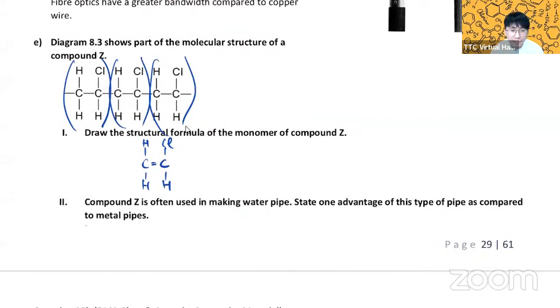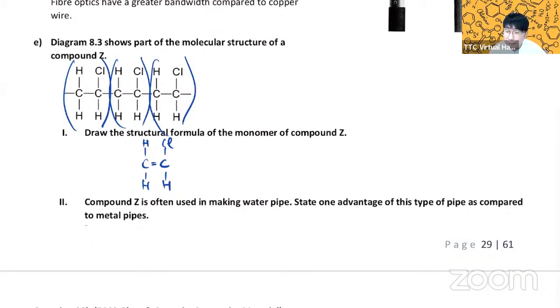And that's all. Then compound Z is often used in making water pipe. State what advantage of this type of pipe as compared to metal pipes. So Z is what? Do you guys remember? A polymer with Cl. What is the polymer that comes to your mind that contains Cl? Correct. In short, we call them PVC. So that's why usually we use PVC to make pipes. So PVC pipe has what benefit?